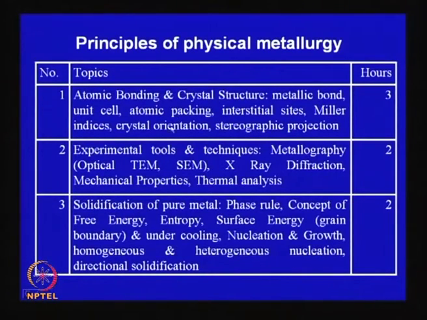And in order to know about metals, we often use a number of experimental tools and techniques. We will be talking about microstructures, and to look at the microstructure, we use different types of microscope. It ranges from optical to scanning electron microscope or transmission electron microscope. The underlying arrangement of atoms has been studied using X-ray diffraction techniques.